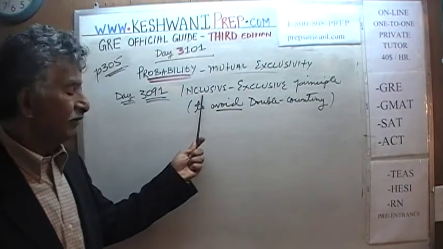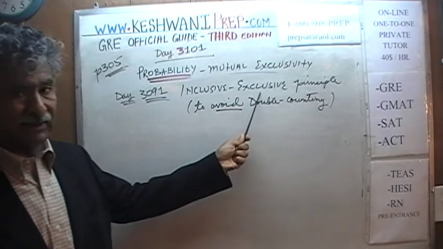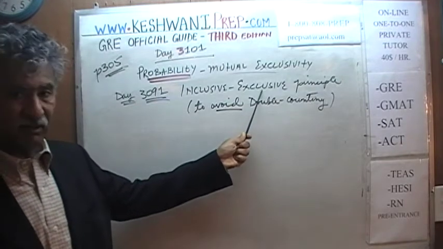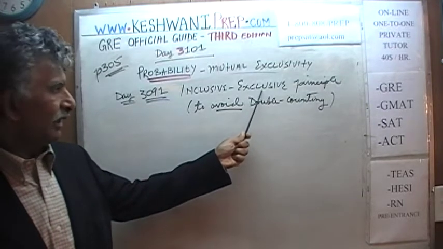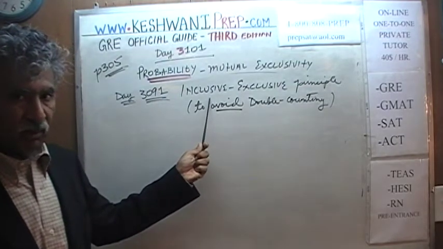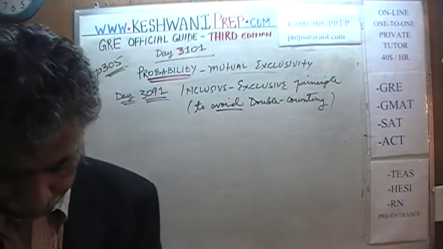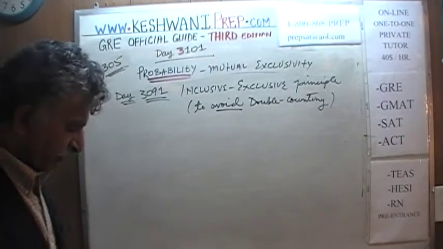It says that we must include all the possible outcomes, but we must exclude anything that is double counted. Anything that is double counted, we must exclude it. We cannot count them twice. So we must include all the possible outcomes first and then take account of the fact that anything is double counted. For example, the inclusive exclusive principle simply says this.